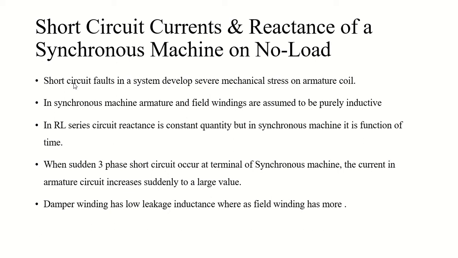Now during the initial part of the short circuit, the current which was getting induced in the damper winding and field winding will be because of the transformer action. Because of that, different reactances will appear. In the circuit model, the reactances xf and xdw will appear in parallel with xa.